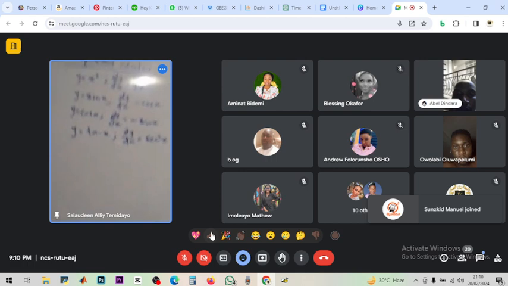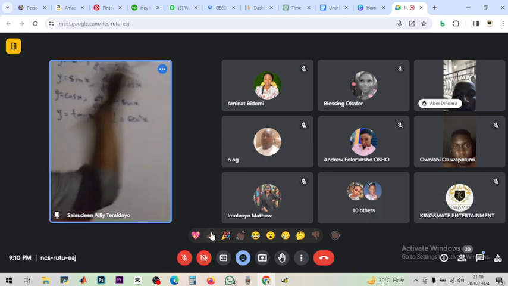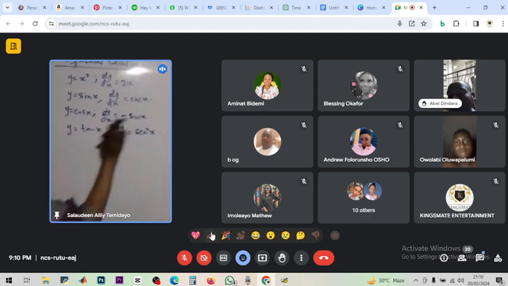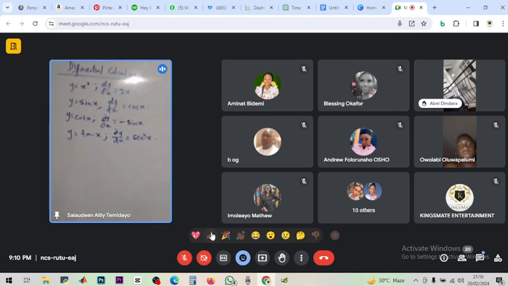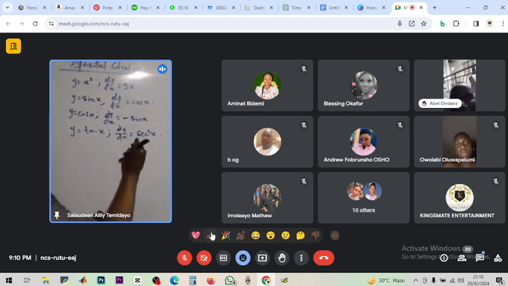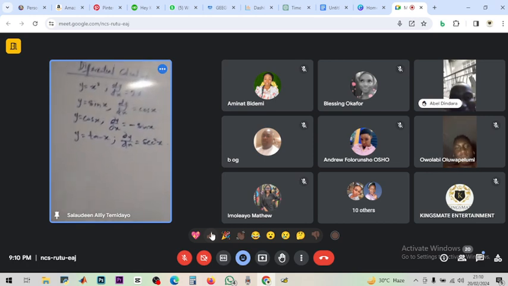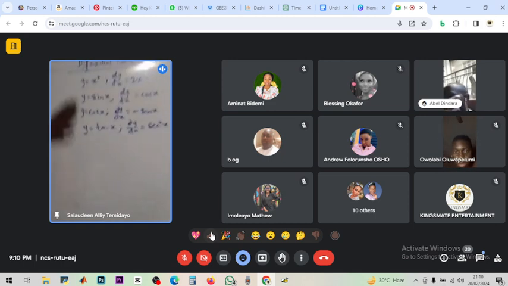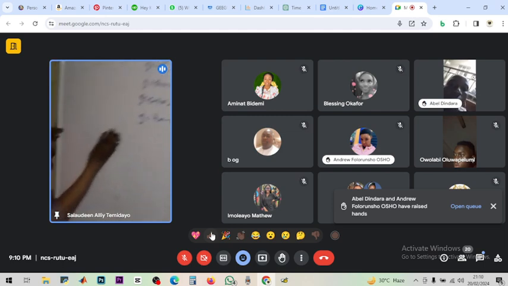So I said, when y equals sine x, dy/dx must give me cos x. When y equals cos x, dy/dx must give me minus sine x. When y equals tan x, then dy/dx must give me sec squared x. I want to stop that purposely. What I actually want to explain today is, let's take one of the rules.